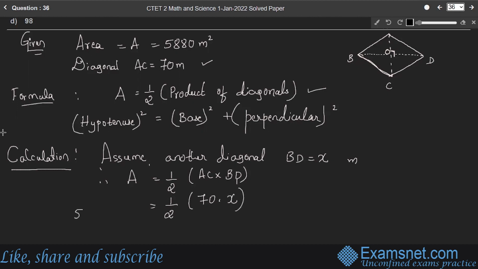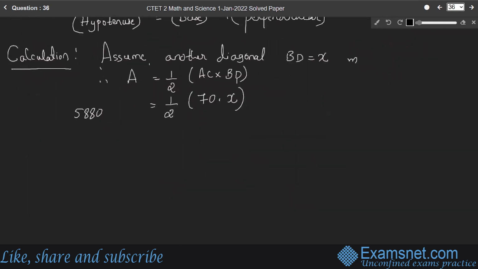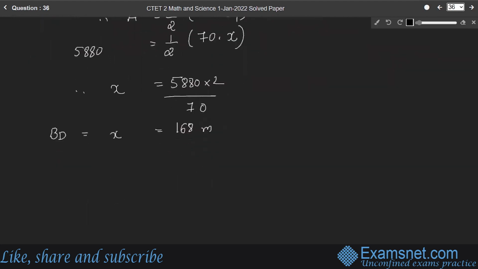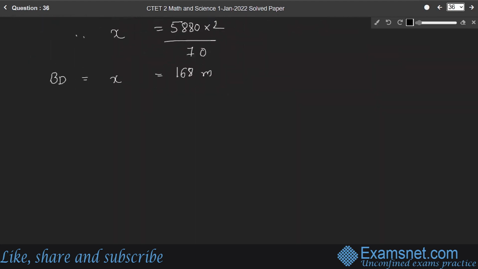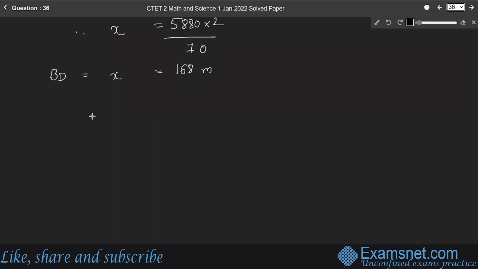But the area is given already, 5880, right? Therefore, X is equal to 5880 into 2 divided by 70, which is equal to 168 meters. Therefore, the other diagonal BD is equal to 168 meters. Okay. But these two diagonals bisect each other at 90 degrees.